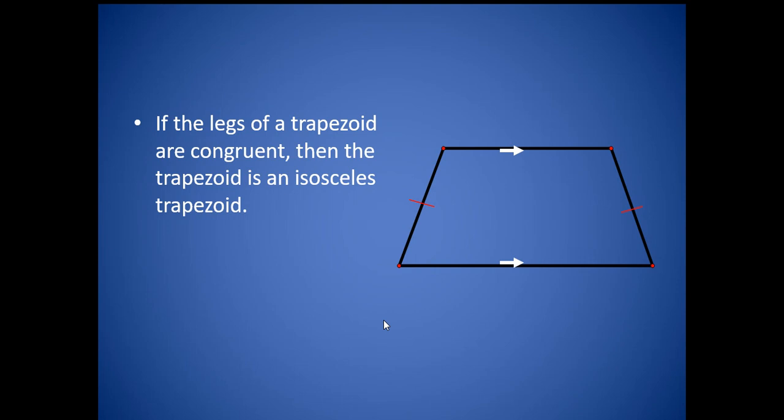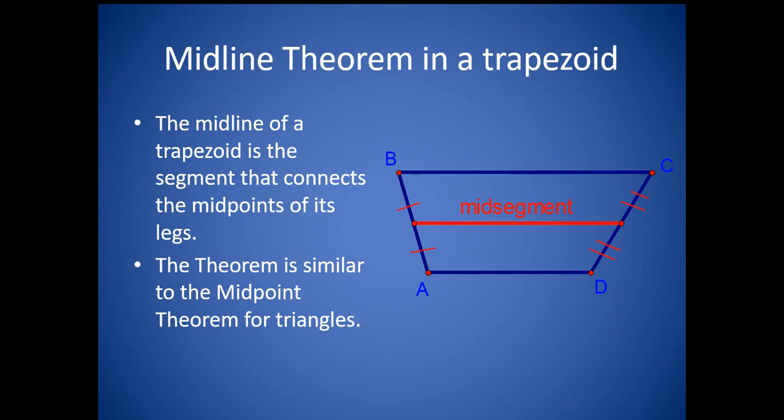So first you need to know what trapezoid means. I have two parallel sides and the legs are not equal and are not parallel. But once the legs are equal, I can call it an isosceles trapezoid. Let's go now to the midline theorem in the trapezoid.